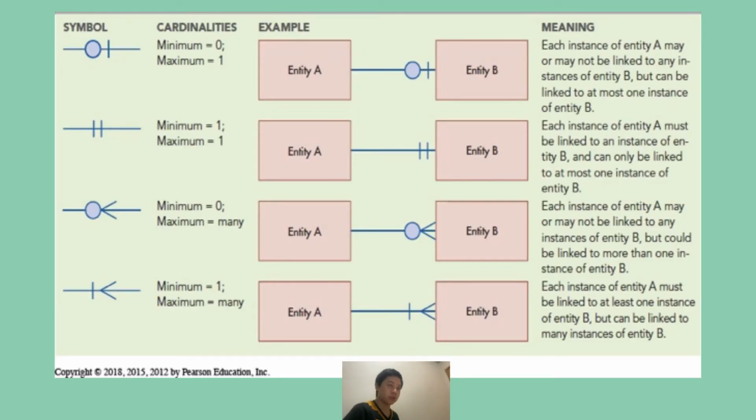So here's an example of cardinality. There's a symbol, and cardinalities include the numbers, like maximum or minimum, and there's an example of entity A and entity B, and the meaning behind the symbol.